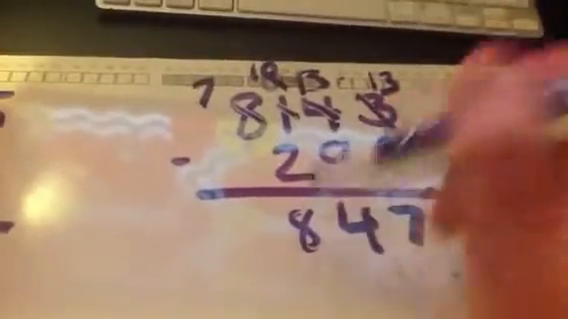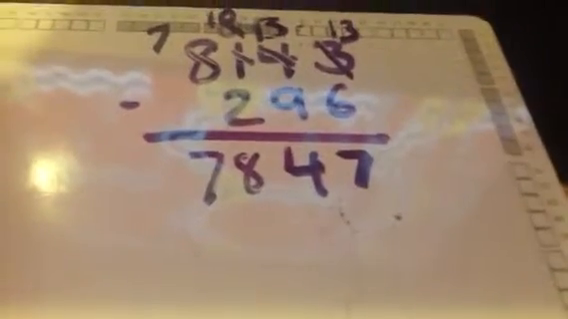And then for your final column, you have 0 and 2. You can't subtract that, so you're going to borrow from your 9. You're going to make the 0 a 10. 10 minus 2 is 8. And then since you crossed off your 8 and made it a 7, you'll bring down your 7. So you have 7,847 as your final answer.